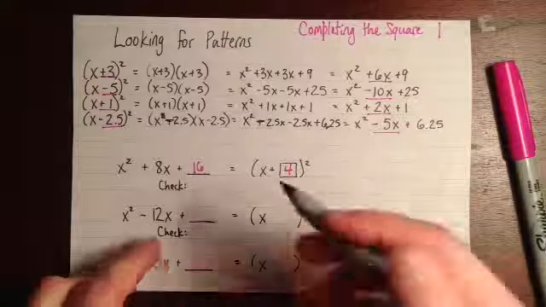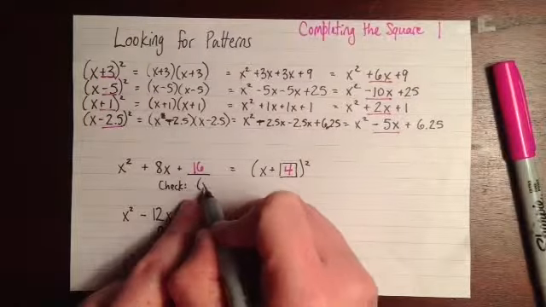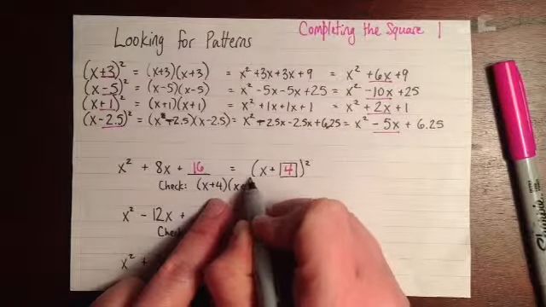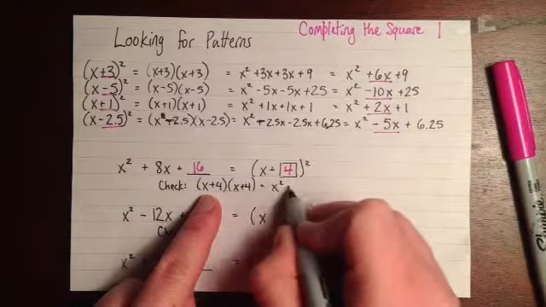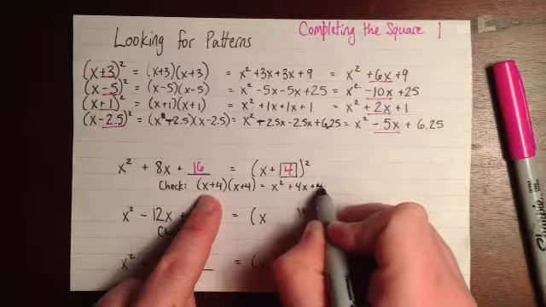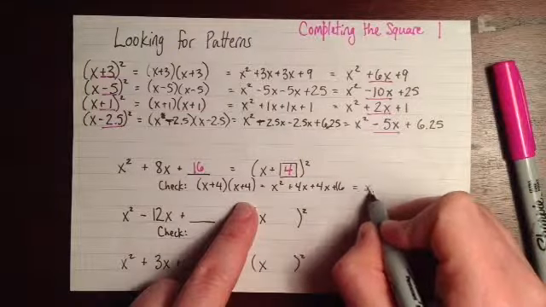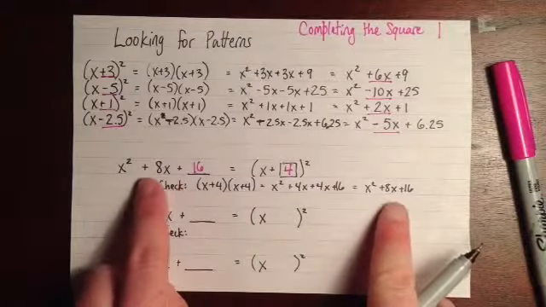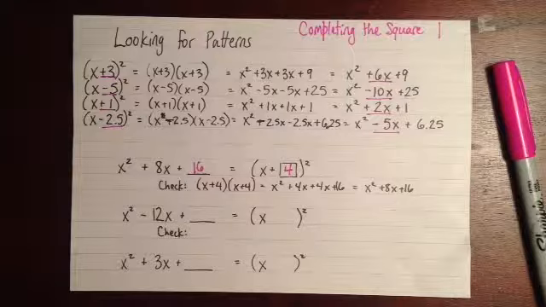Okay? And then just to make sure that, for the first little while, you'll want to check that, just to make sure you didn't get anything mixed up. That's x squared plus 4x plus 4x plus 16. And that's x squared plus 8x plus 16. Perfect. Okay.